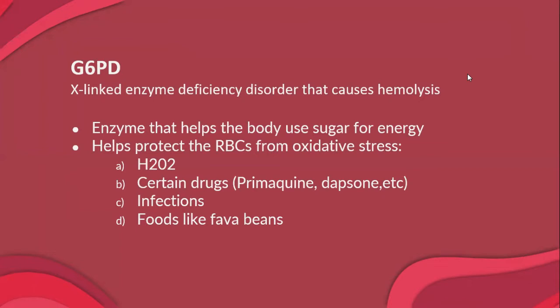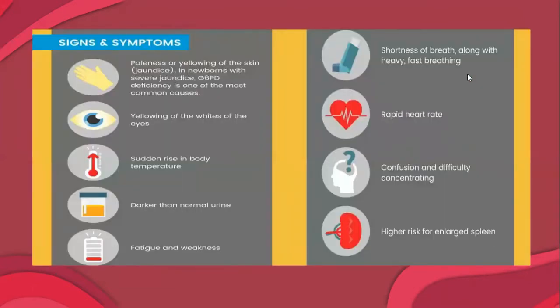G6PD is important because without it, there would be no NADPH, and without NADPH, our RBCs are in danger because they would be very vulnerable to oxidative stressors. Signs and symptoms are jaundice, sudden rise in body temperature, dark urine, fatigue and weakness, shortness of breath, rapid heart rate, confusion and difficulty, and high risk of enlarged spleen.